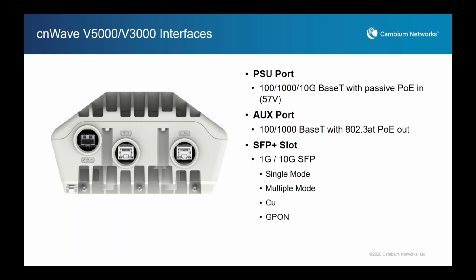So the V5000 and V3000 have 3 ports. You can run these with PoE with up to a 10 gig RJ45 connection. You've got an auxiliary port with 802.3at PoE out, which makes this a useful solution to power either a backhaul, or you can power a Wi-Fi access point or a video camera with the auxiliary port. And then it has an SFP+ port that supports a variety of different SFP modules for those that are bringing fiber directly into the V3000 or the V5000.